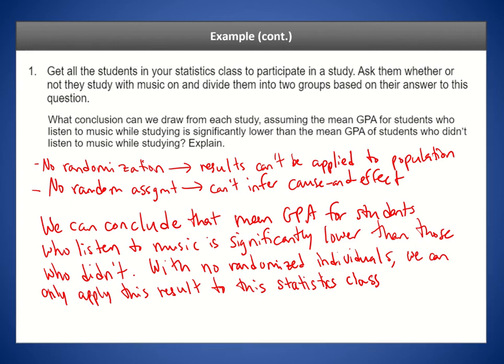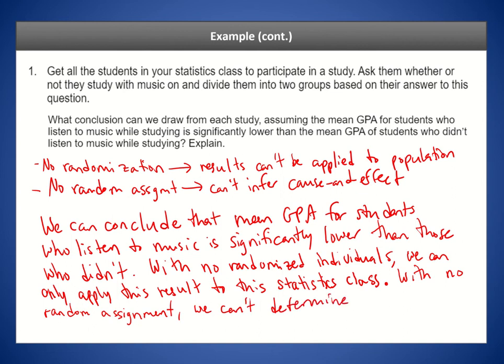So now we also don't have random assignments. So that means we can't infer cause and effect. So we're going to say with no random assignment, we can't determine whether music is the cause for this decline, right? So whether music is the cause for the decline in the GPA.